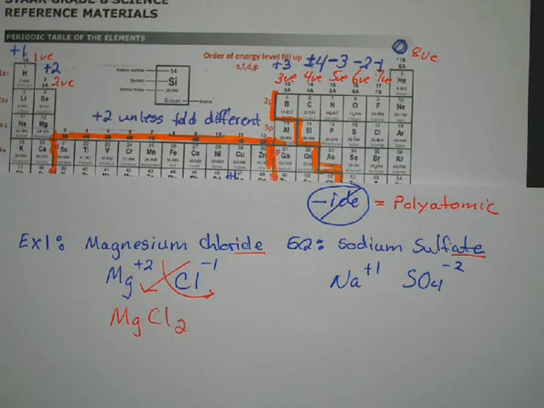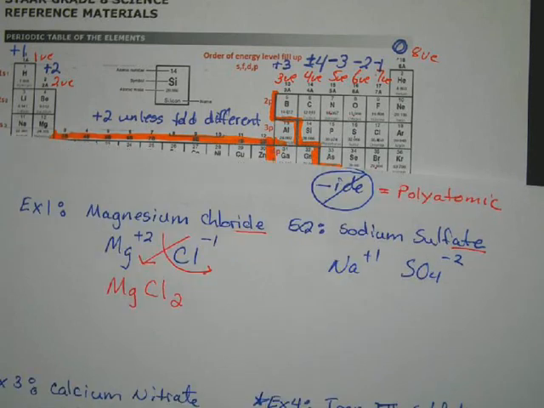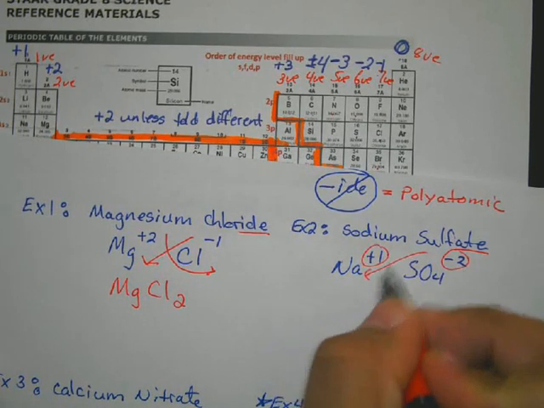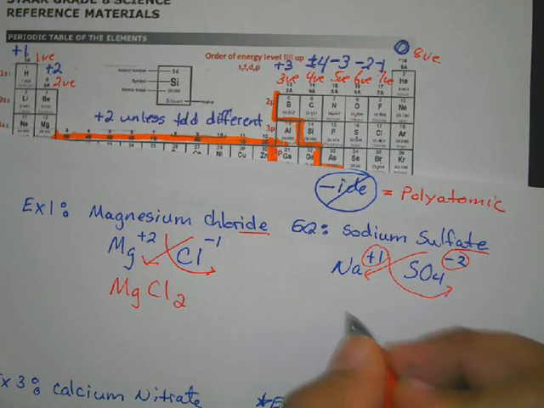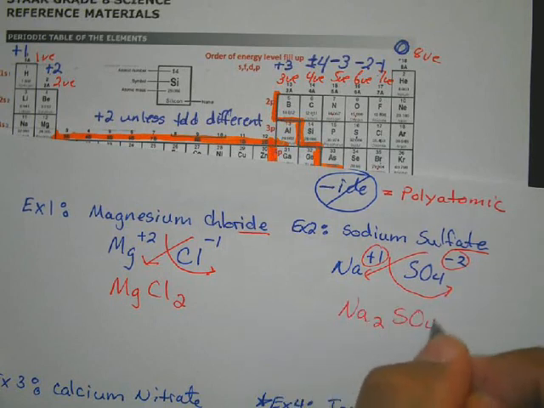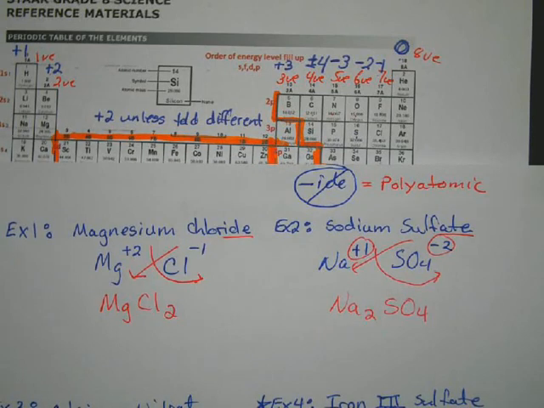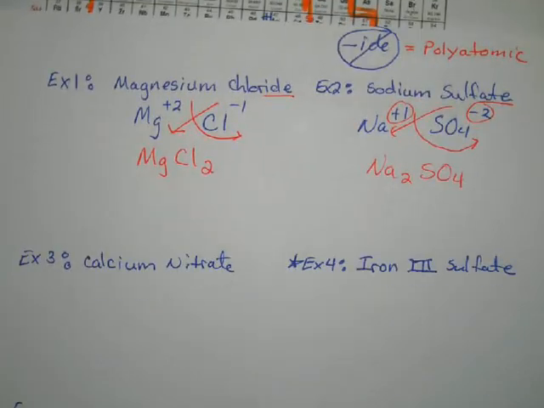So now, all I have to do is swap and drop. These two numbers, I swap and drop. So this one's going to go here, and this one's going to go there. So I'm going to go Na2SO4, and we don't write ones. There you go. Sodium sulfate. Okay? Let's look at another example here.